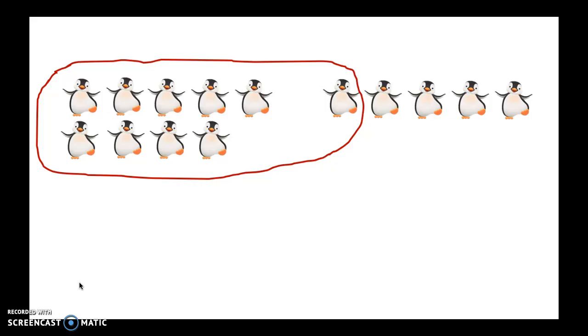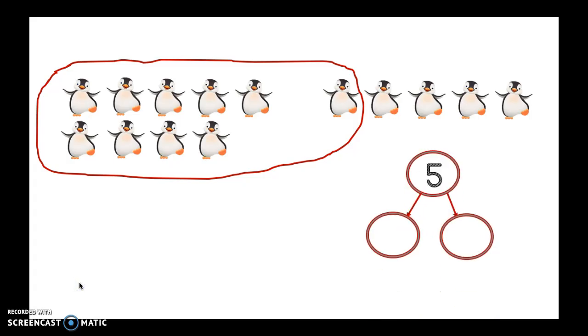Perfect. Now instead of looking at just that 10, I'm going to look at the 5 penguins that I saw later on in my trip. And I'm going to put that into my number bond to see the different parts. I had 5 penguins all together. I needed to make a 10, so I took one penguin away from that group of 5 so that I could have a 10 with the 9. Now I want to look at how many penguins I had left over, because of course that would be the other part. That's right, 4.